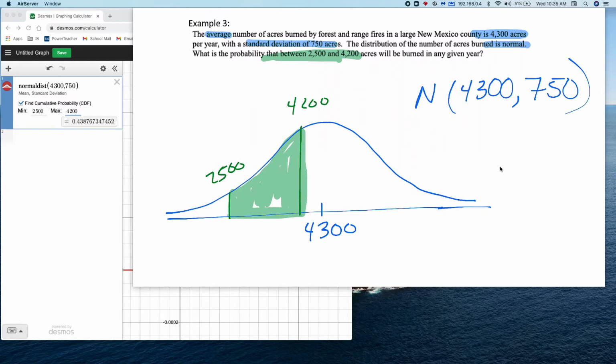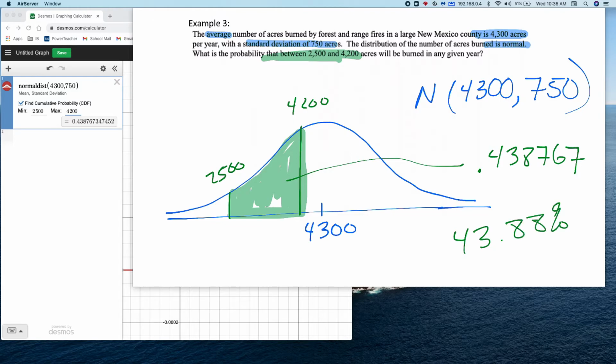So what's that probability? That probability is what I got in there, and that's 0.43867. So right around 43.88%, if I did it to 2 decimals and wrote it as a percentage. That's how much of the percentage that is going to burn each year.